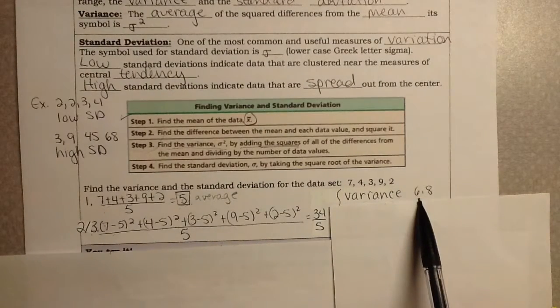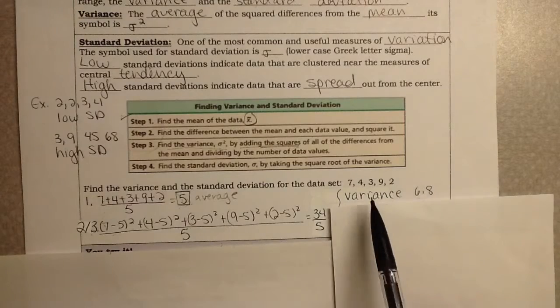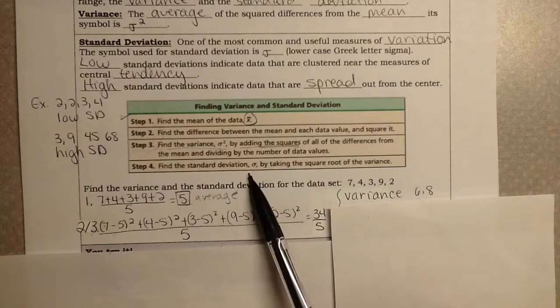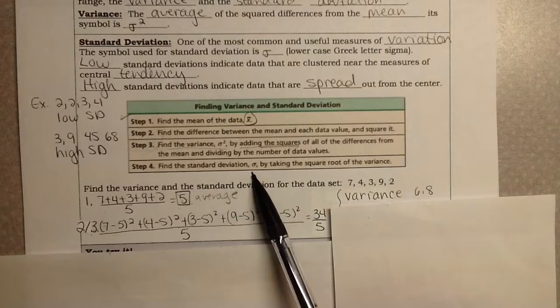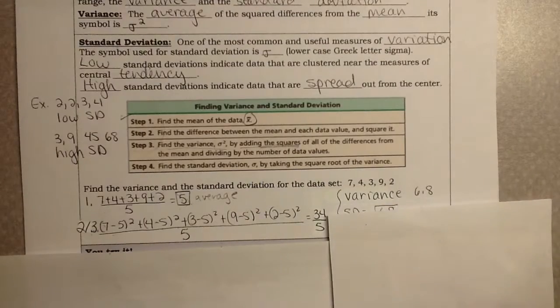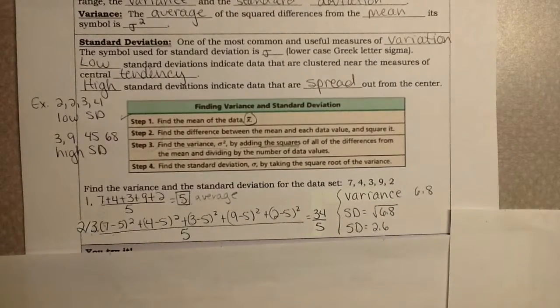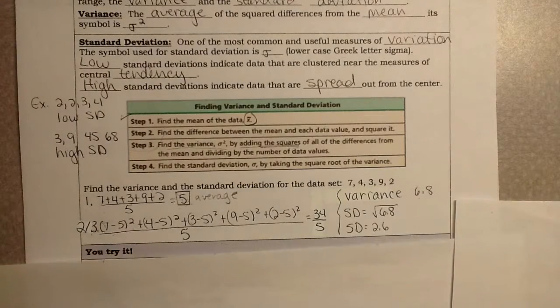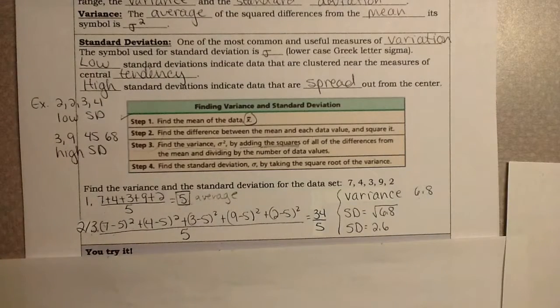The next step is you take the square root of the variance. So you find the standard deviation by taking the square root of the variance. So we take the square root of that, and I have my standard deviation of 2.6. And we'll talk about how you use that after the video.